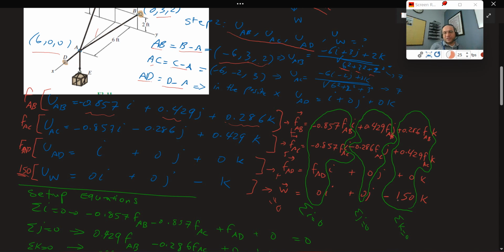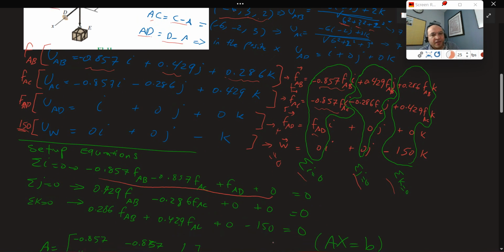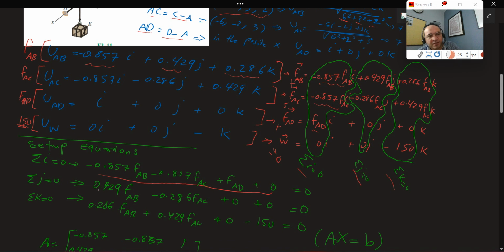Now I can set up my equations. If this object wants to be in equilibrium, the sum of I, the sum of J, and the sum of K should be 0. So on the I, we have minus 0.587 FAB, minus 0.857 FAC, plus FAD, plus 0 is equal to 0. That's what we did here. First, this equation is about sum of I. We're going to do the same thing for sum of J. Sum of J is 0.429 FAB minus 0.286 FAC, and then plus 0 is equal to 0.